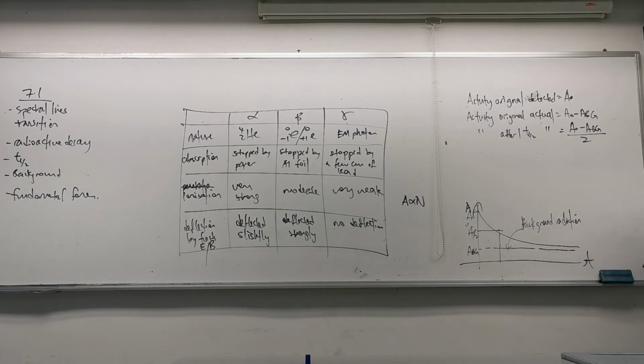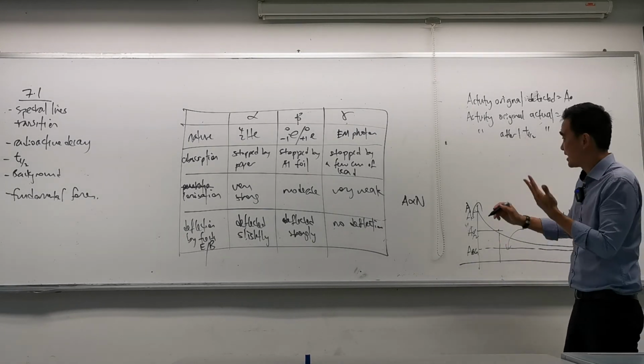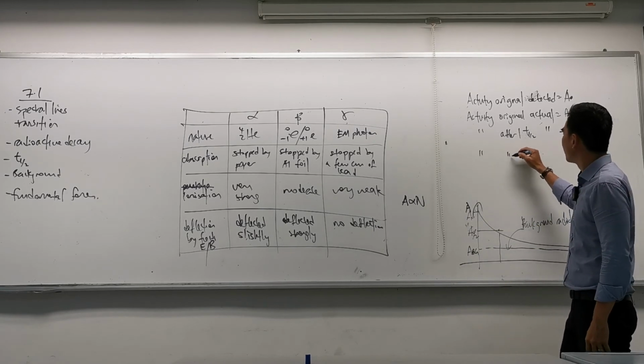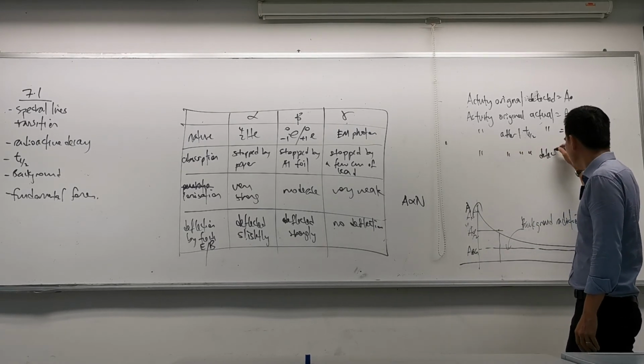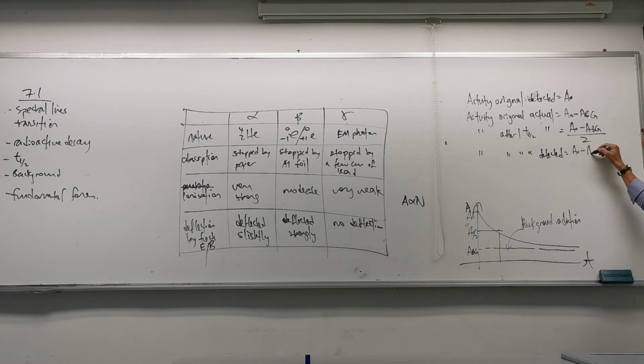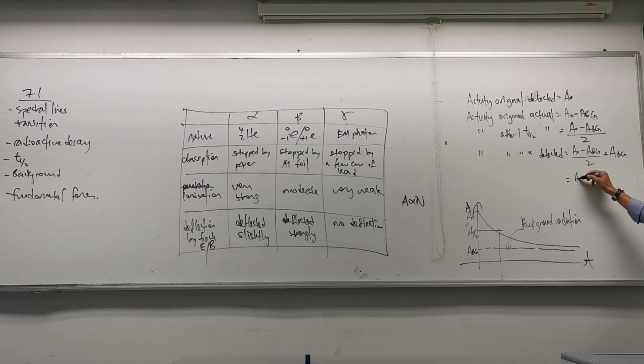So after 1 half-life, the sample's count rate will drop to half. But this is not what you detect because the background radiation is everywhere. So activity after 1 half-life detected is equal to A0 minus ABG divided by 2 plus ABG, which is going to be A0 plus ABG divided by 2. So this is what you do.